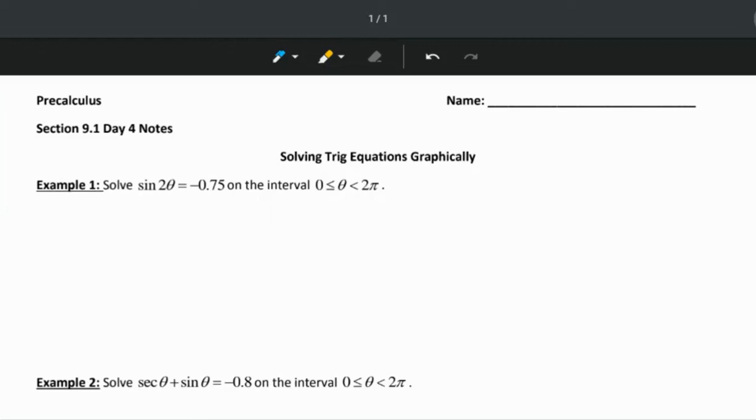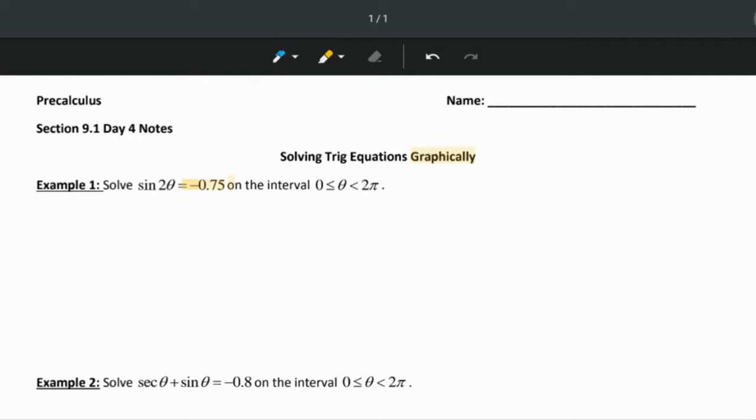Chapter 9, Day 4 notes. We're still solving trig equations, but this time it says we're solving graphically up here. And the reason is, if you look at the equation in example 1, it says sine 2 theta equals negative 0.75. Looks pretty similar to yesterday. The only difference is this negative 0.75, that's not a number you see on your unit circle.